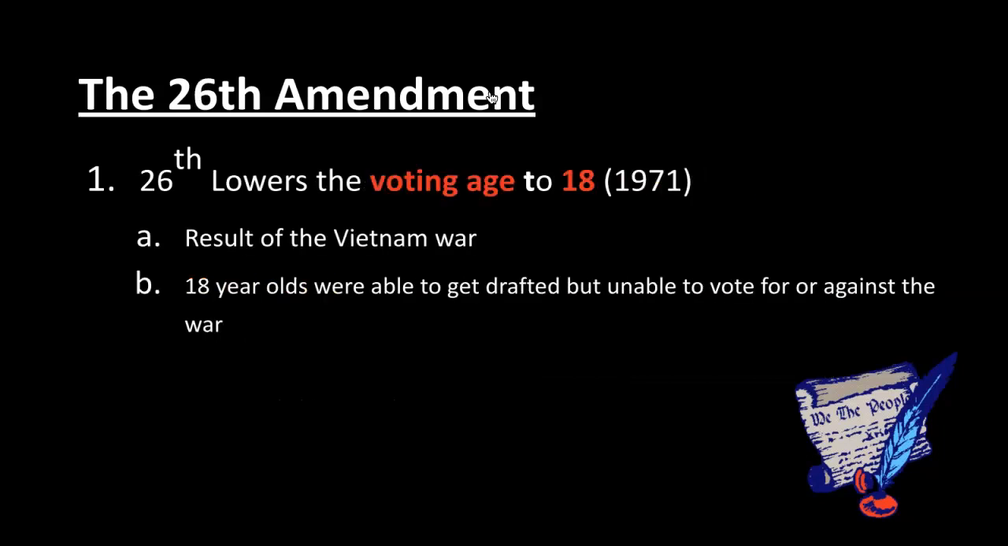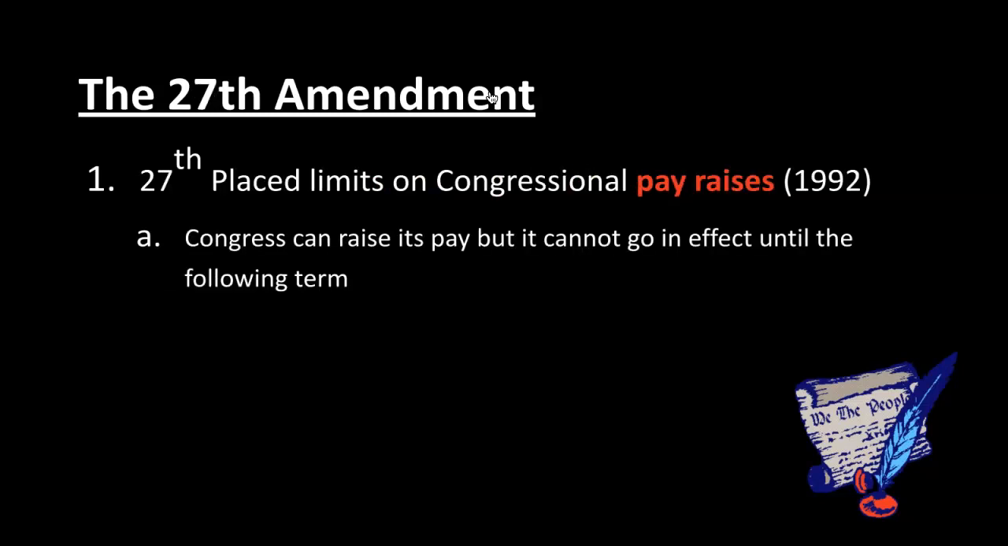The 26th Amendment lowered the voting age to 18, and this was enacted in 1971. Most people believe this was done as a result of the Vietnam War. Because 18-year-olds could be drafted to serve and fight but were unable to vote, many people thought that this was absolutely ridiculous. Many people, in fact, chanted, "If they're old enough to fight, they should be old enough to vote." And in a sense, now more young people made up the voting demographic.